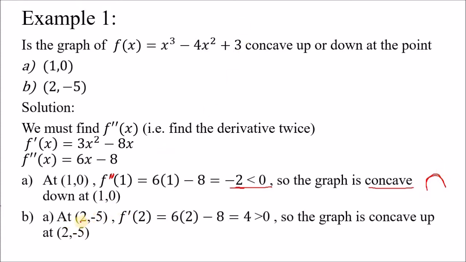Let's test the second point. If we have (2, -5), we're going to plug 2 into f double prime of x. So you're going to get 6 times 2 minus 8, which is 4. That is greater than 0. That means the graph is concave up. Looks like a cup.